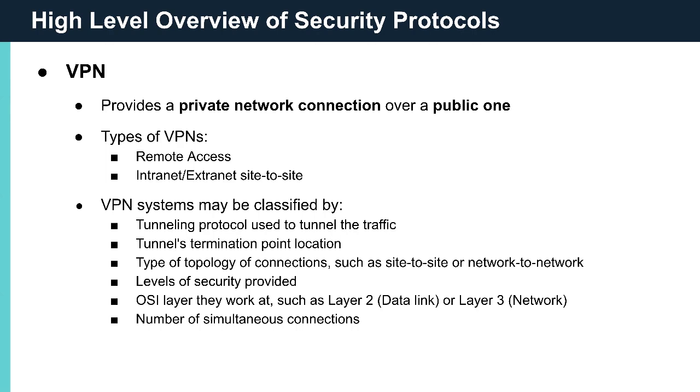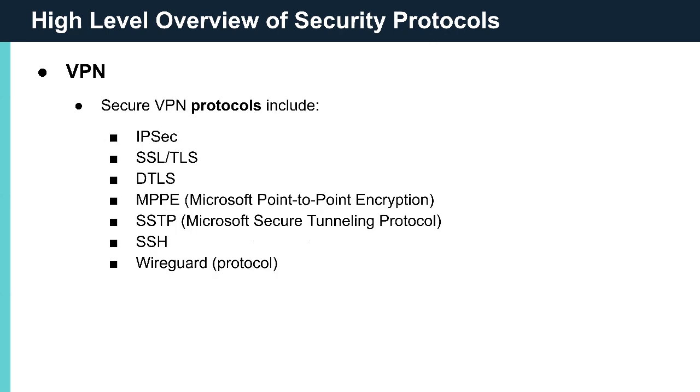Some operate at different levels of the OSI layer, such as layer 2 or layer 3, the data link or the network, and then the number of simultaneous connections that the VPN allows. Internally, VPN can use a number of different protocols itself. So it can use IPsec or TLS. It can also use DTLS, Microsoft's point-to-point encryption, SSTP, which is Microsoft's secure tunneling protocol, SSH, or WireGuard.